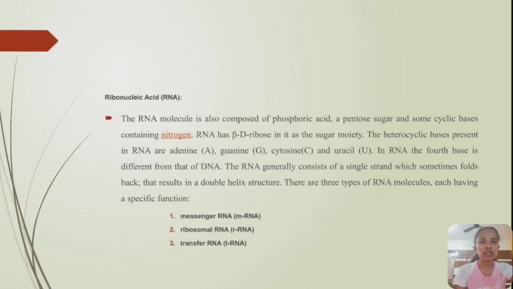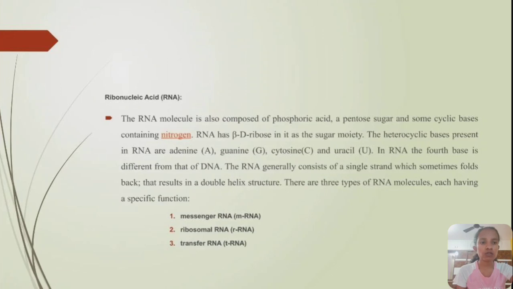Ribonucleic acid. The RNA molecule is also composed of phosphoric acid, a pentose sugar and some cyclic bases containing nitrogen. RNA has beta-D-ribose in it as the sugar moiety. The heterocyclic bases present in RNA are adenine, guanine, cytosine and uracil. In RNA, the fourth base is different from that of DNA. RNA generally consists of a single strand which sometimes folds back, resulting in a double helix structure.